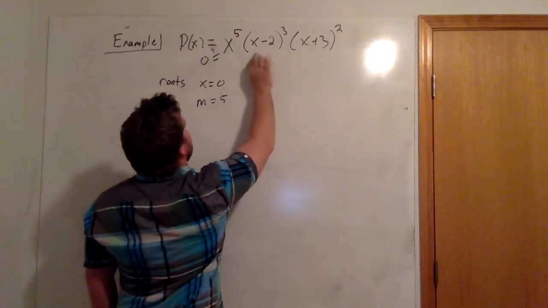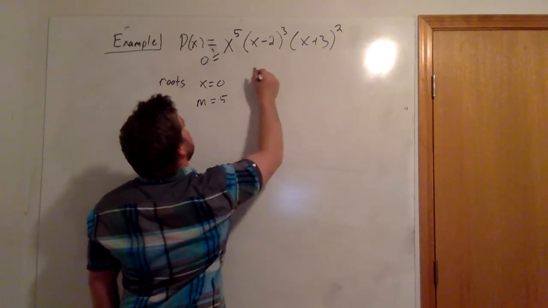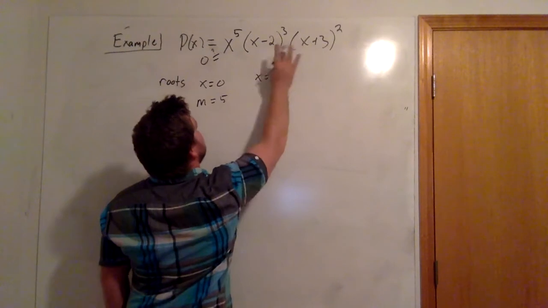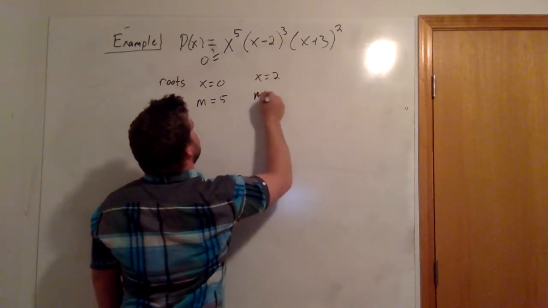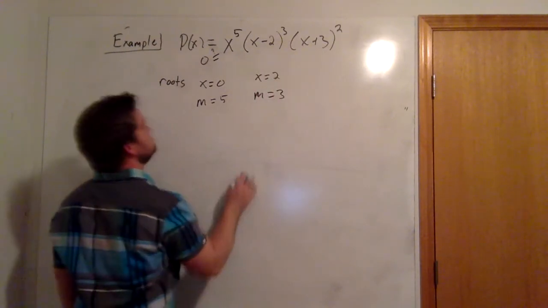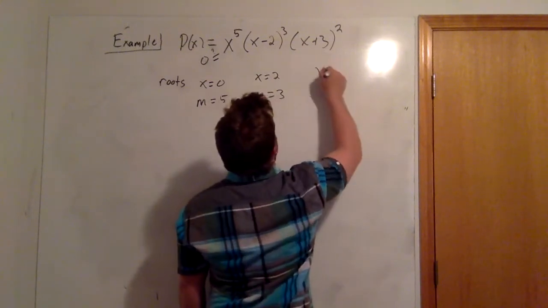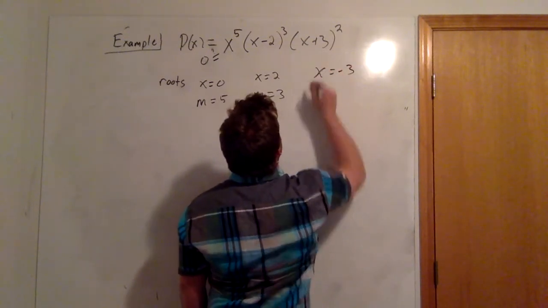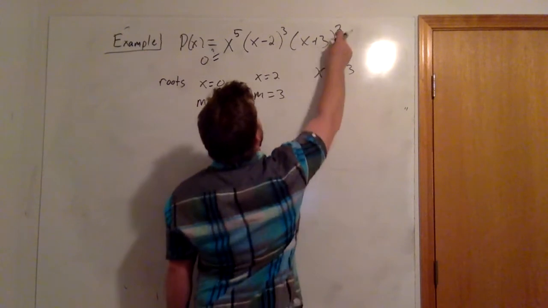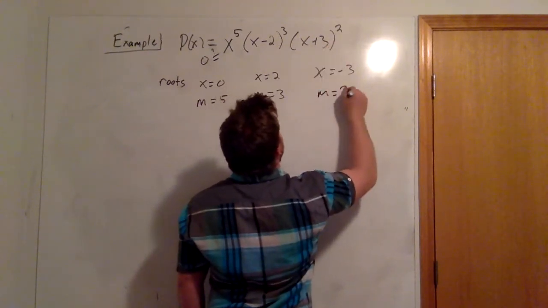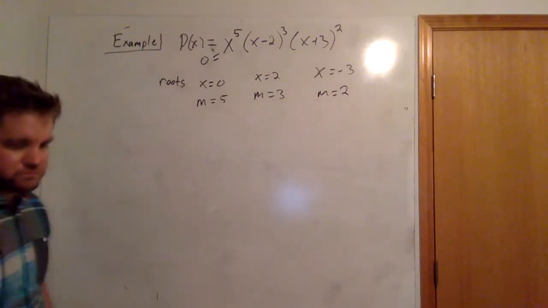I'll have another root of 2. If I plug in 2, that'll zero everything out. And it has a multiplicity of 3. Over here, let's say x is equal to negative 3. Negative 3 will have a multiplicity of 2. So there are our roots and there are its multiplicities.